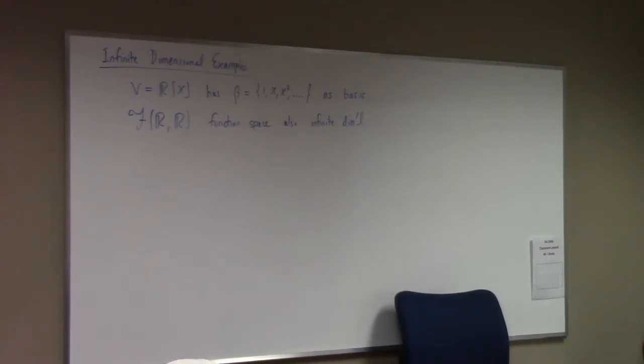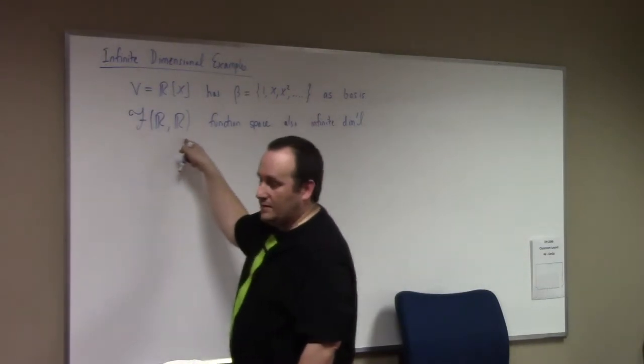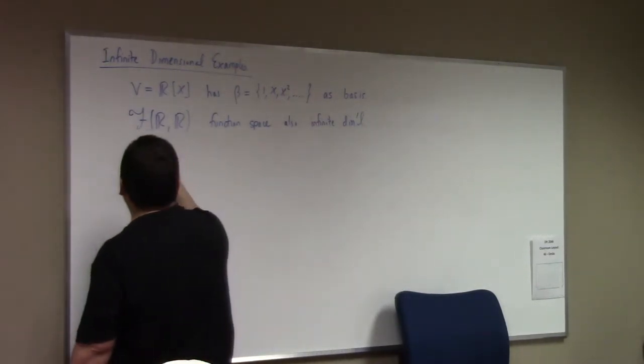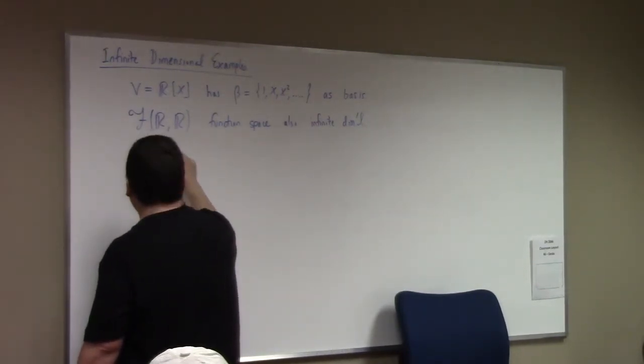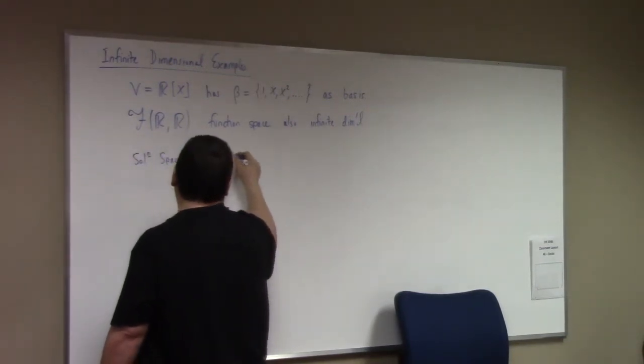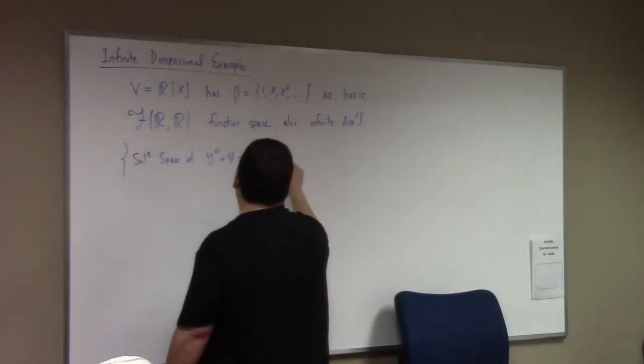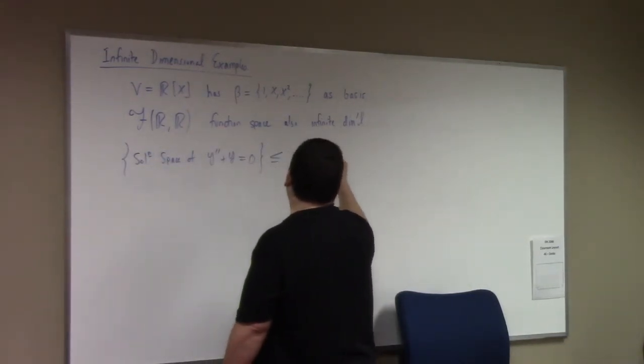But there was one function space which was not infinite dimensional. I mean, you can have subspaces of an infinite dimensional space that are finite dimensional. For example, the solution space of y'' + y = 0 is a subspace of the set of smooth functions on the reals.